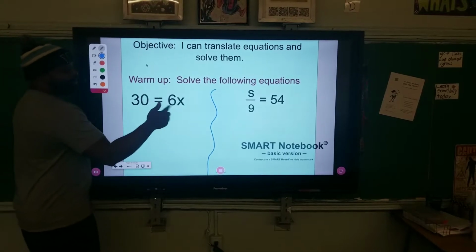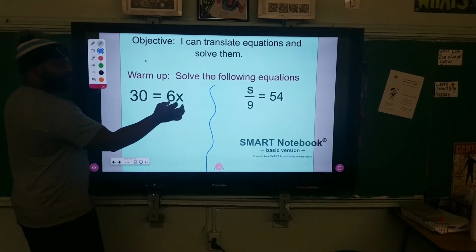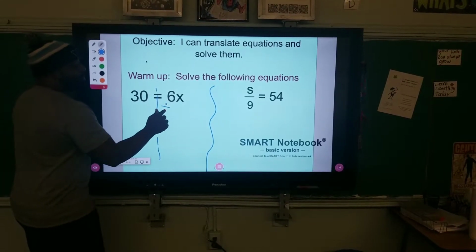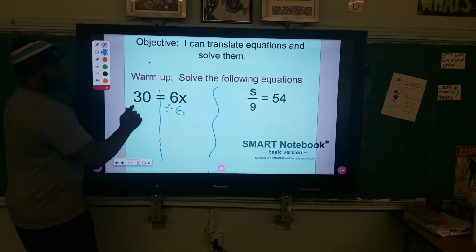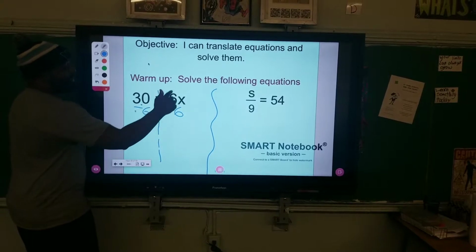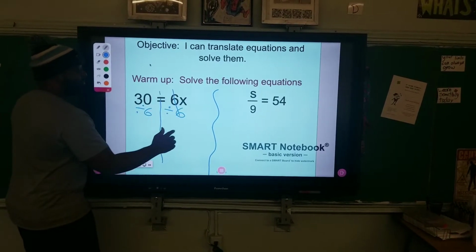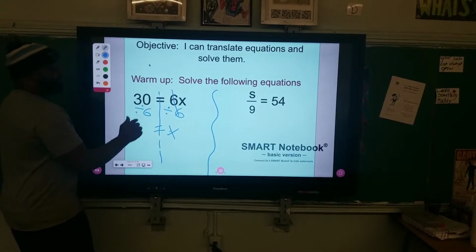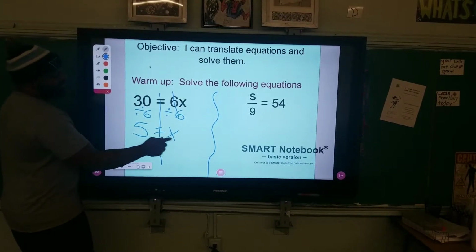So over here, what you should have done is notice that they were being multiplied. And remember, we want a brick wall, and we want to do the opposite. So instead of multiplying by 6, we're going to divide by 6. We're going to do it on both sides, keep everything nice and easy. These cancel. We're going to bring down our variable, keep our equal sign, and 30 divided by 6 gives us 5. So x equals 5.